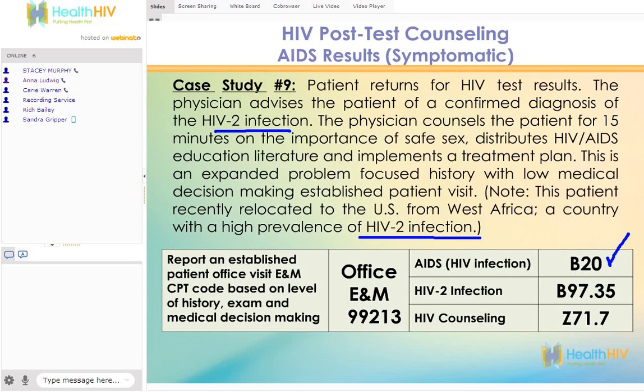The secondary diagnosis reflects the HIV-2 infection, B97.35.